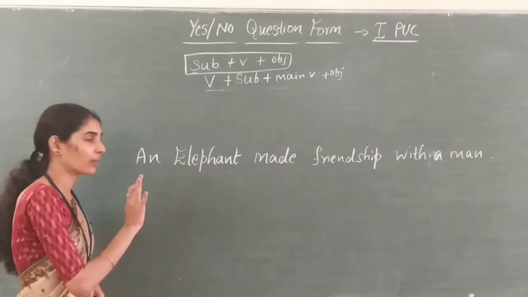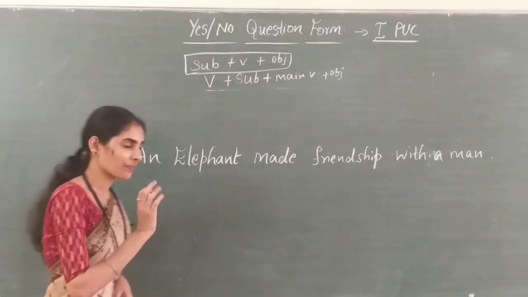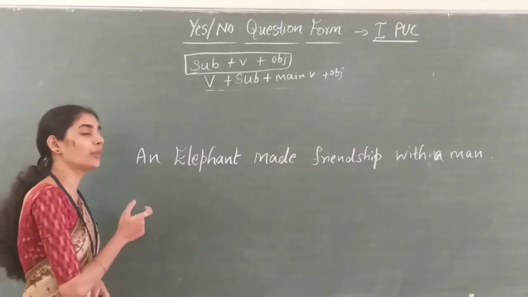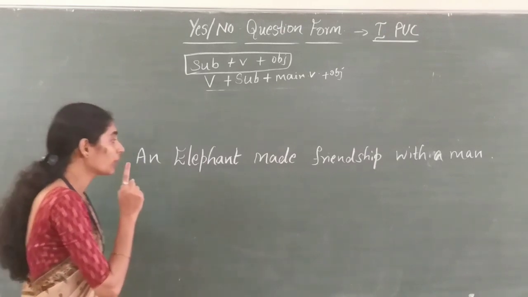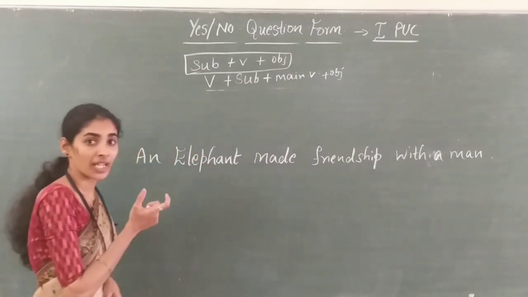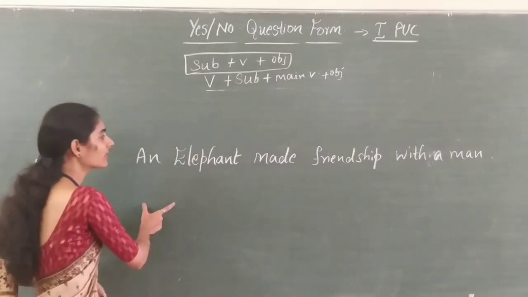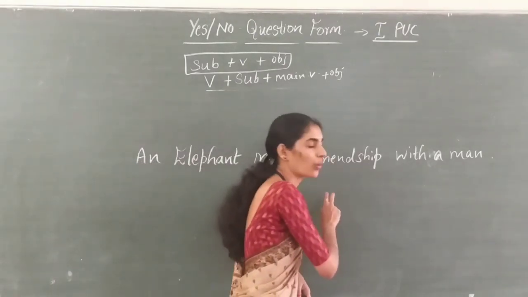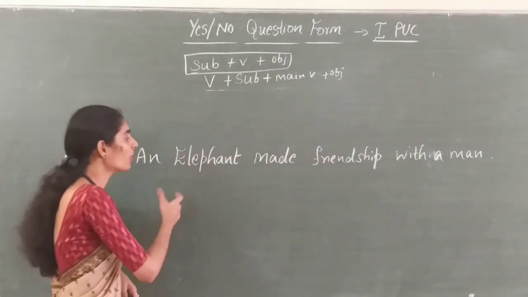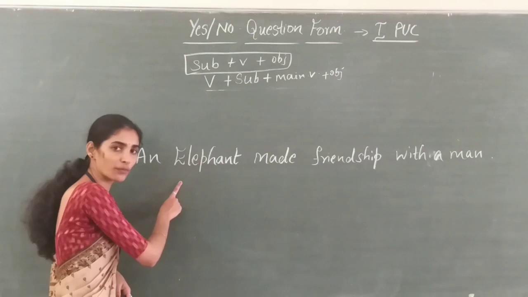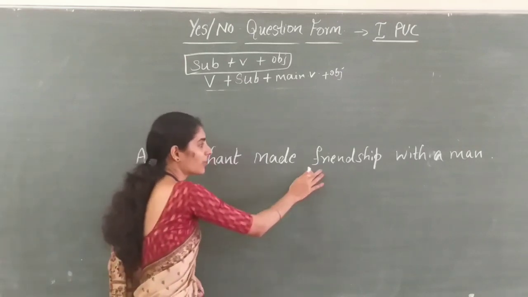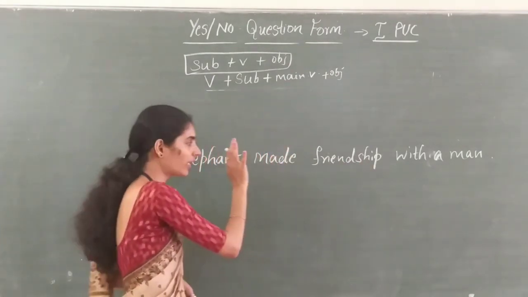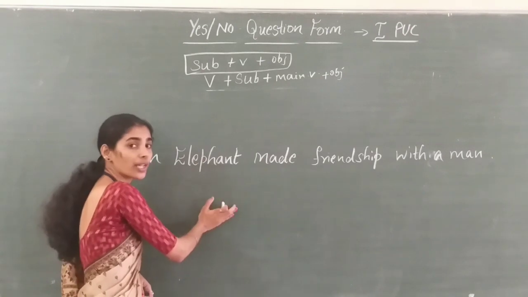So you know what you have to do when there is no helping verb in a sentence. You have to write the right form of do. So when we add the right form of do, you always find out the main verb there. So now look at this sentence and analyze it. An elephant made friendship with a man. So now which is the verb here? An elephant is obviously the subject. Friendship is not a verb, this is a noun, and with a man, again that is not a verb. So which is the verb here?